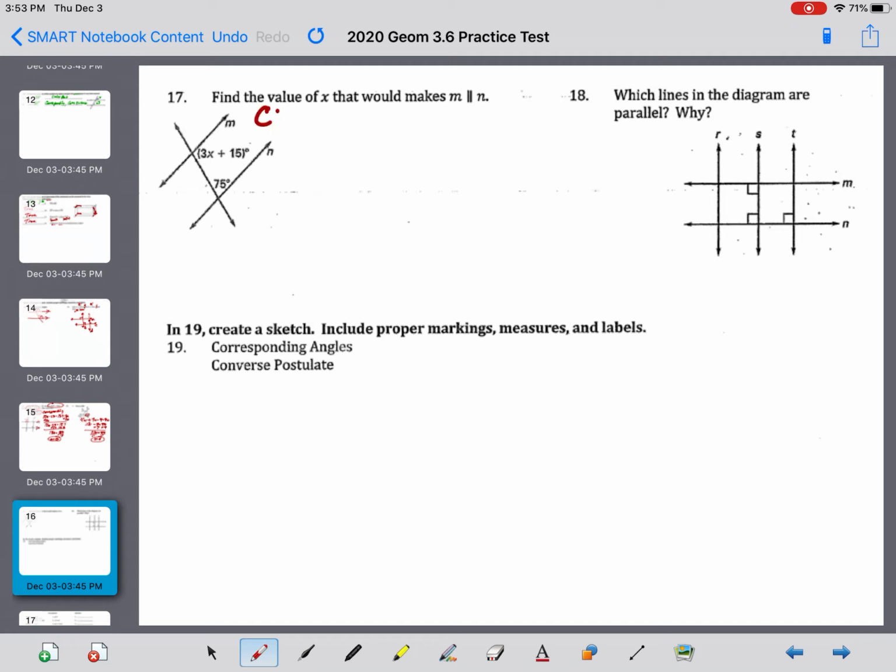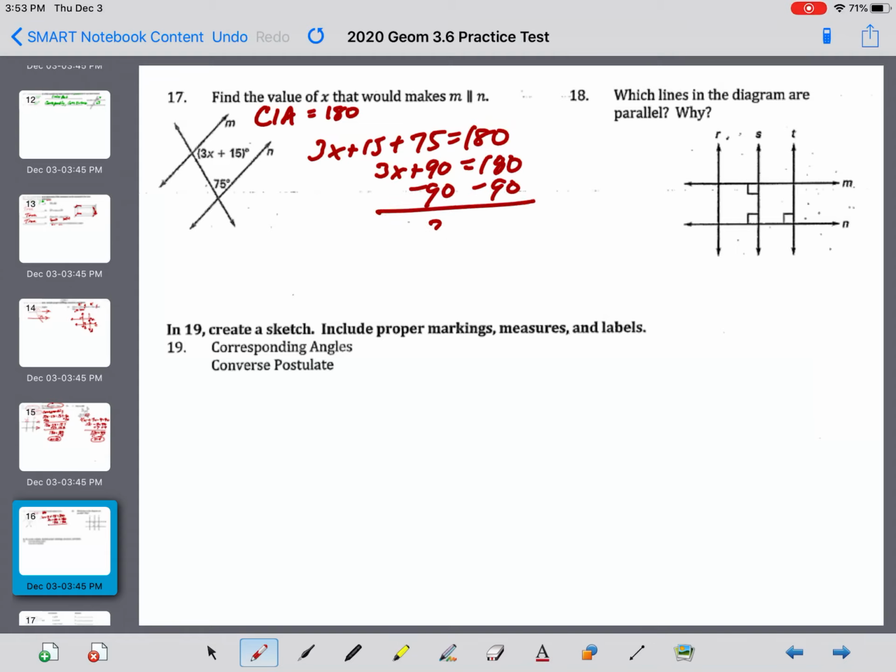Next, 17. All right, these are CIAs. These are CIAs, and CIAs equal 180. So 3x plus 15 plus 75 equals 180. So 3x plus 15 plus 75 will have to be 3x plus 90 equals 180, and then subtract 90 and divide by 3.